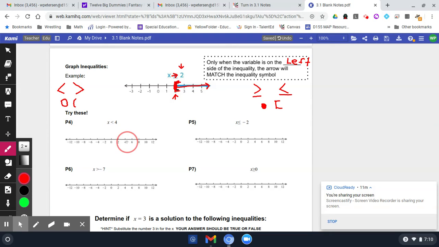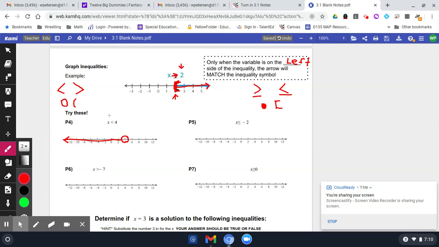I know it's going to be an open circle, or I could be using my parenthesis, okay? And I know that x is going to be less than. Look, it's pointing to the left. You see how it's pointing this way? So we know we're going to highlight all this way, okay?